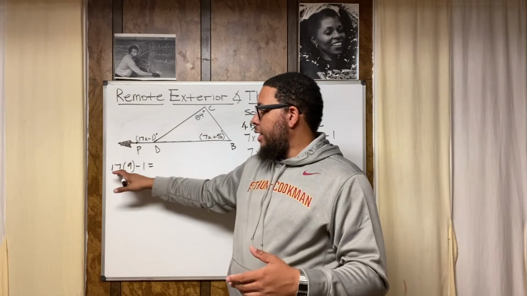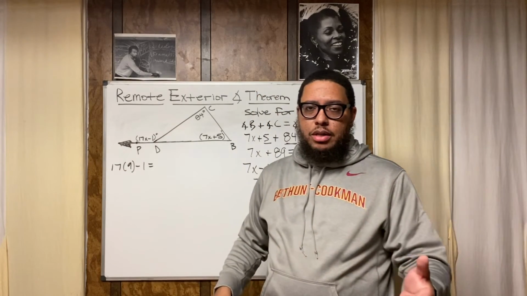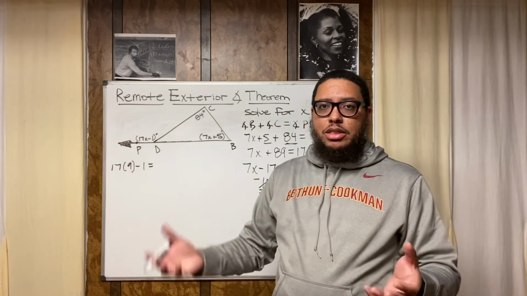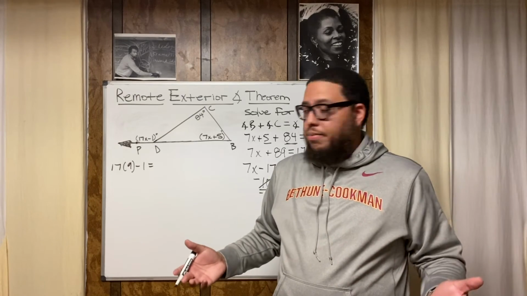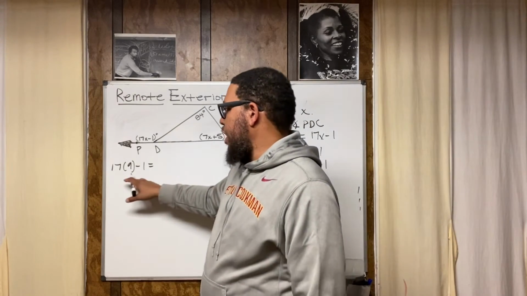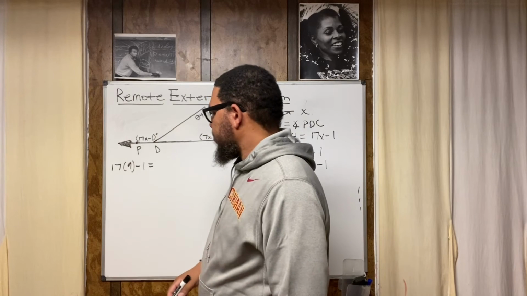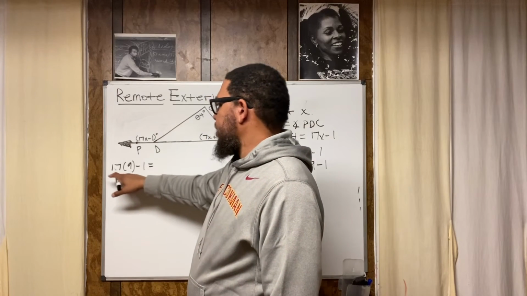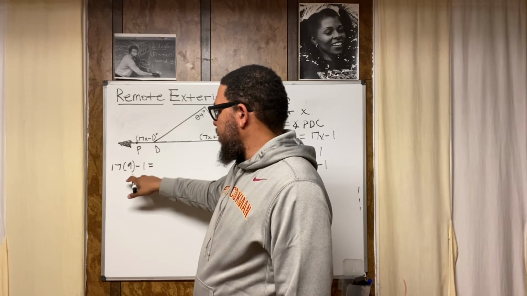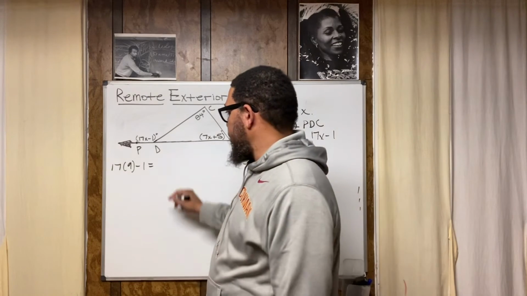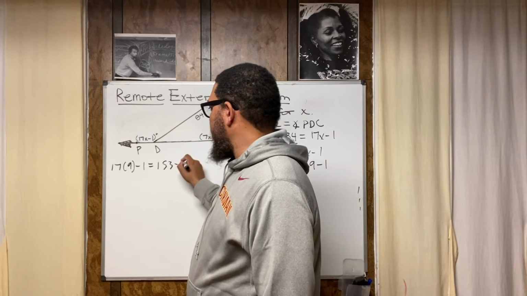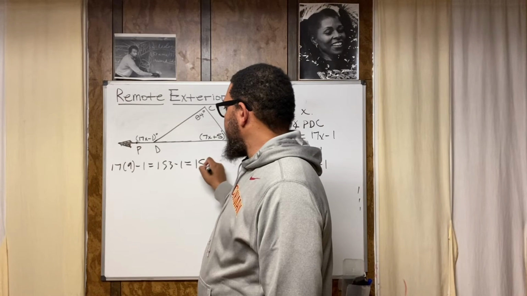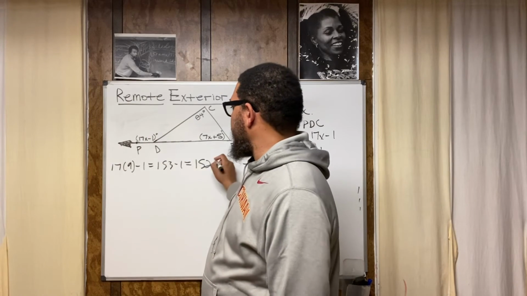And then 7 times 9 is 63. So you really add 90 plus 63 to get 153, right? So 17 times 9 is 153, because that's 10 times 9, which is 90, and 7 times 9 is 63. 90 and 63 is 153. So this is 153 take away 1. 153 take away 1 is 152. All right, so that angle is 152 degrees, right?